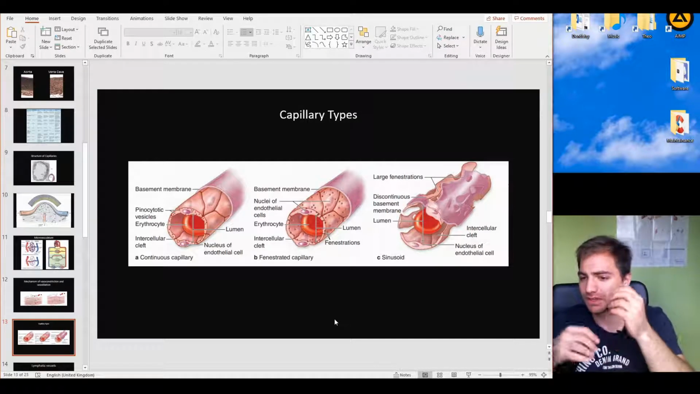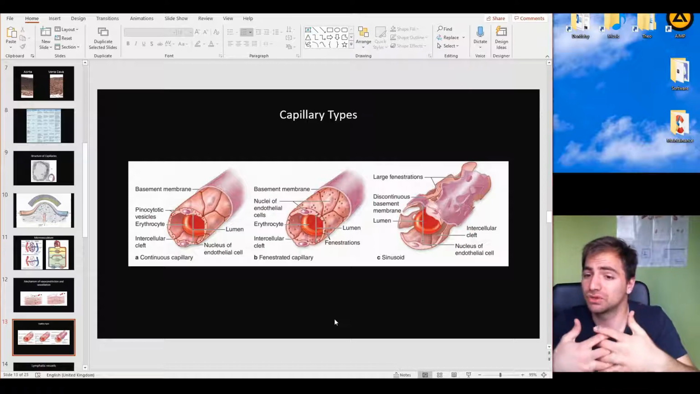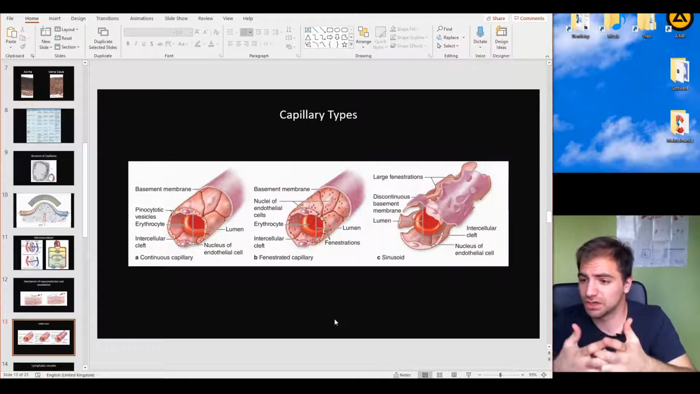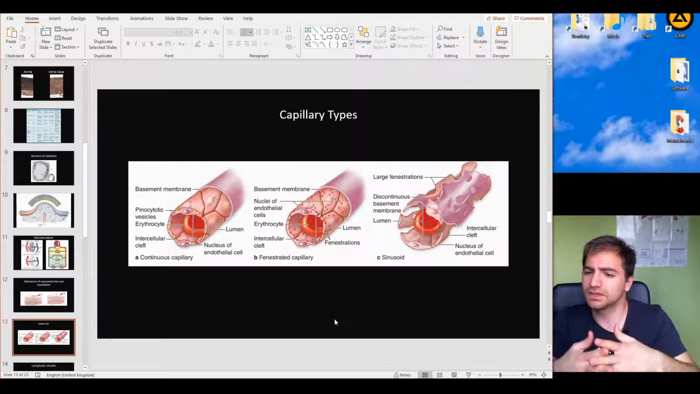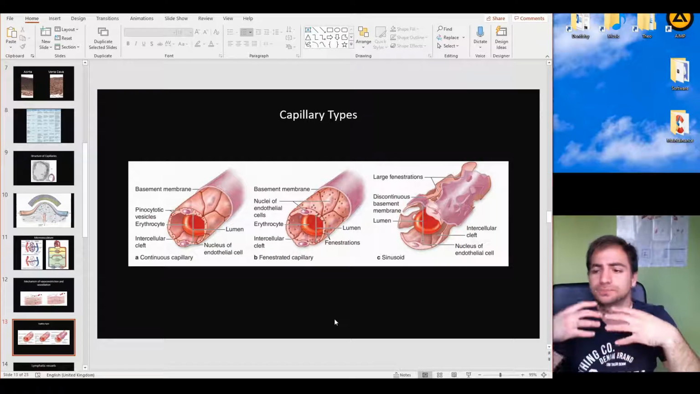A typical example is the spleen. The spleen contains a high amount of discontinuous capillaries, and this is because this is the location where we have the filtering of the blood, and we actually clear out the old erythrocytes.